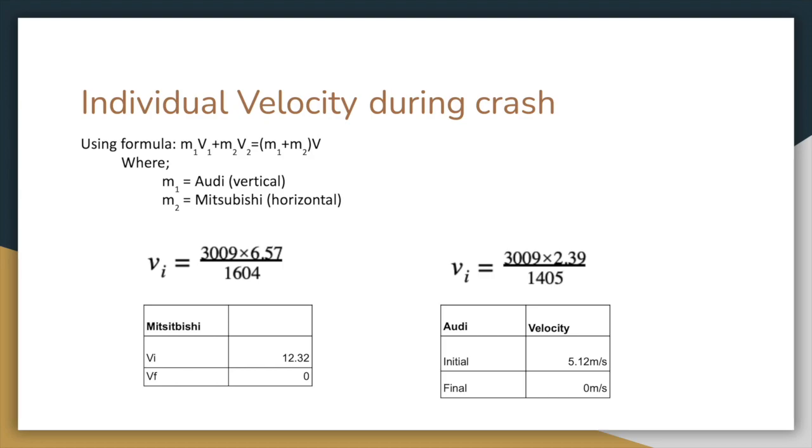So to work out for the Mitsubishi, who travels horizontally, we know that the Audi travels at a velocity of 0 across the horizontal axis. So therefore we know that the velocity equals the total mass times the total horizontal velocity divided by the mass. This goes the same for the Audi, where the Mitsubishi travels at 0 meters per second along the vertical. And we can both solve for the initial velocities, which equals 12.32 meters per second for the Mitsubishi and 5.12 meters per second for the Audi.